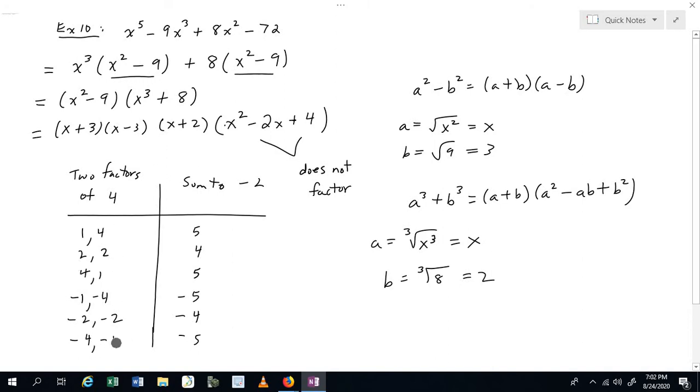Okay, so make sure you've exhausted all possible factors and check their sum and make sure that none of them sum up to the middle term. Okay, and if you've exhausted all the possible factors and none of them sum up to the middle term, then the trinomial doesn't factor. Okay, so this is the final factorization, right? This cannot be factored any further. Okay, so let's look at another example.